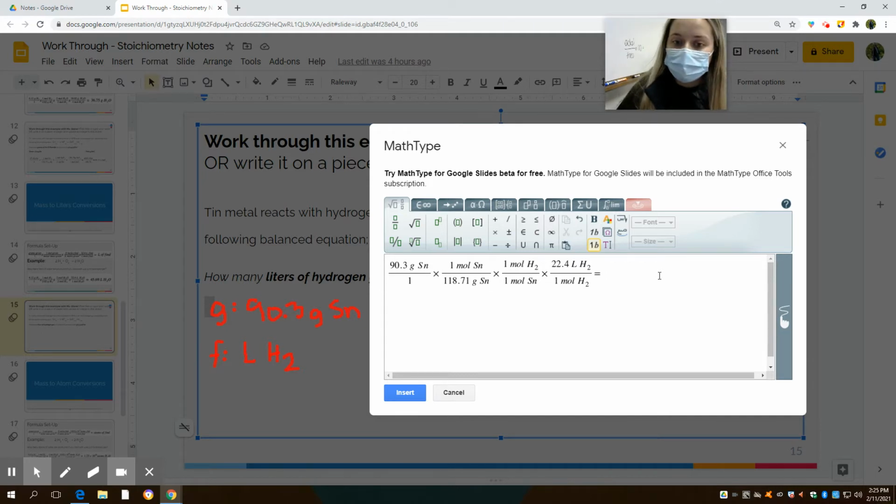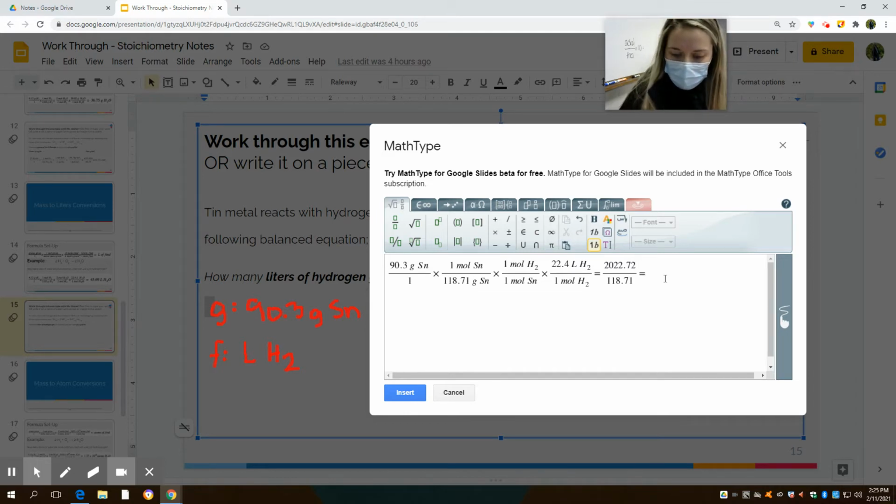So now to do my math, and I'll break it down for you guys like I have been, I'm going to do 90.3 times 1 times 1 times 22.4. And that's going to get me 2,022.72. And on the bottom, we have 118.71 because we have 118.71 times 3 ones. Anything times 1 is itself.